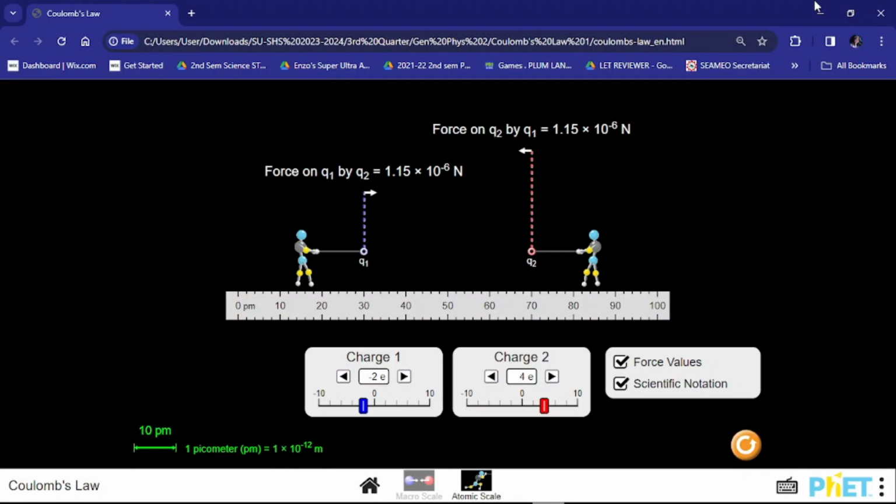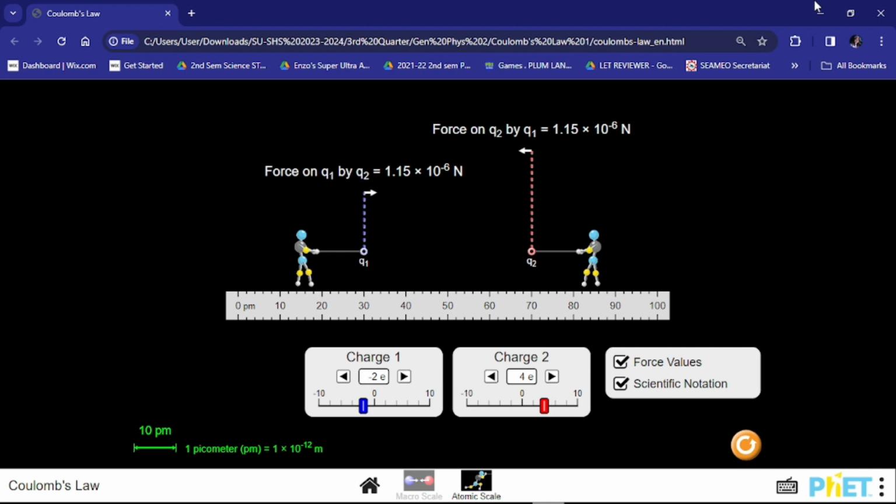For today's video, we're going to review Coulomb's law using our PhET simulation. So this is our PhET simulation for understanding Coulomb's law. Now, when we talked about electric force, we discussed two sets of conditions. The first condition is that the strength of the electric force depends on the magnitude of the charge. It was said that the greater the amount of charge, the greater the force.